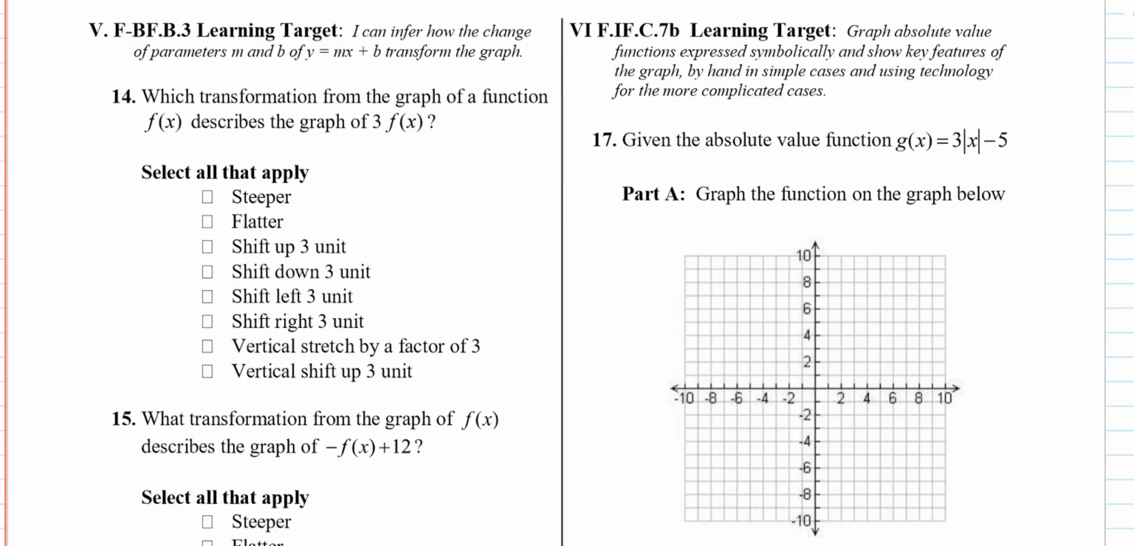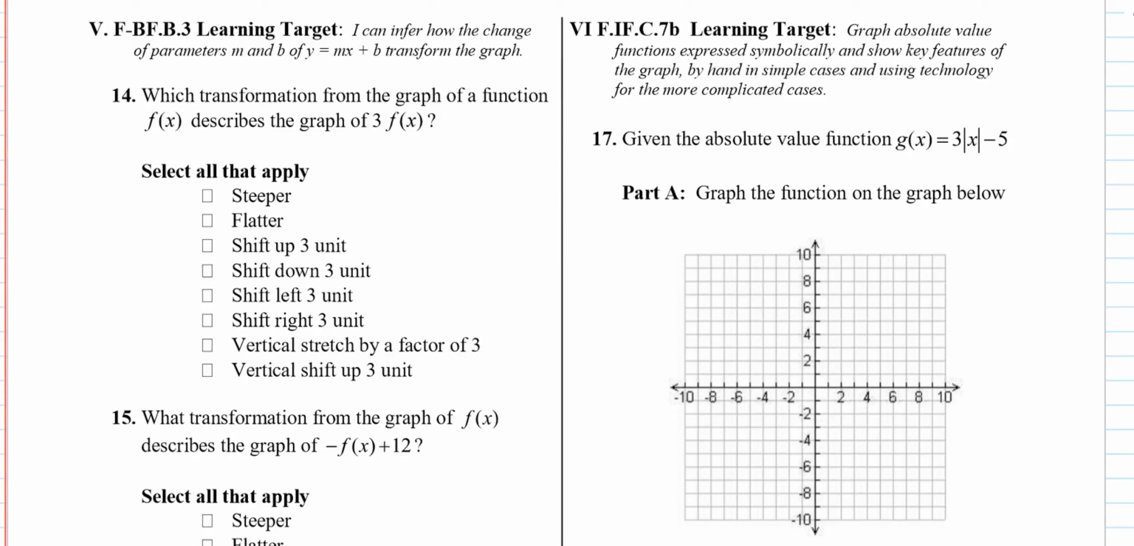Alright, we're on to the next page. Which transformations from the graph of a function f of x describes the graph of 3 times f of x? Put a little dot there. So remember we talked about in class that no matter what the function, so let's just use like an absolute value function because it's a good representation of what's going on. So there's only a handful of things that are going to happen. We discussed that a changes the slope, and if it goes from positive to negative, it's also going to reflect.